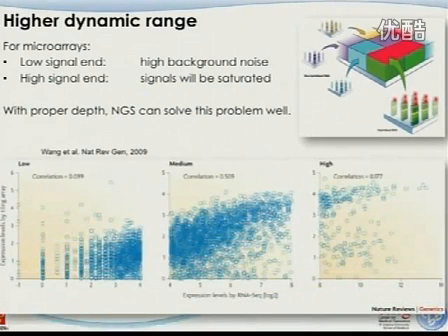This is the comparison between arrays and next generation sequencing. X here is the signal picked up by RNA sequencing, and Y here is picked up by the microarray, same sample. In the middle range, not too high or too low, you see a reasonably good correlation, and I can read here the correlation is 0.51. Still not that great, but pretty good.